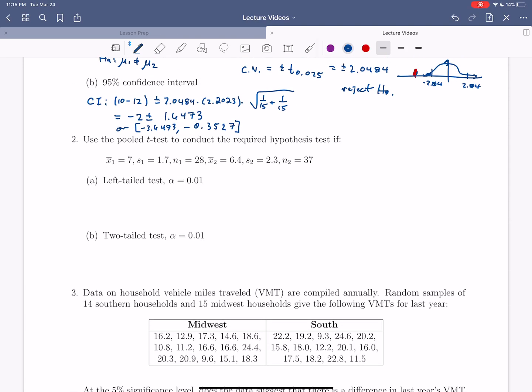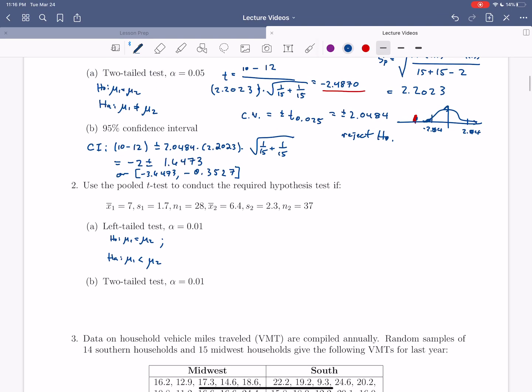Number two is going to be completely similar. It's just that we're going to have a left-tailed test instead of a two-tailed test. If we have a left-tailed test, remember what that means is that our alternative hypothesis is going to end up being that mu1 is less than mu2. And if we just go through everything, it's basically going to be the same thing here. We're going to end up with the test statistic.